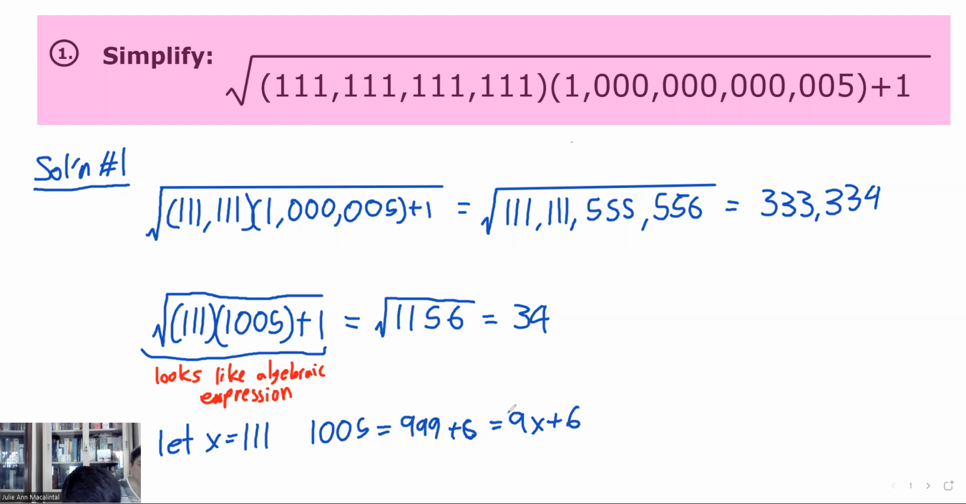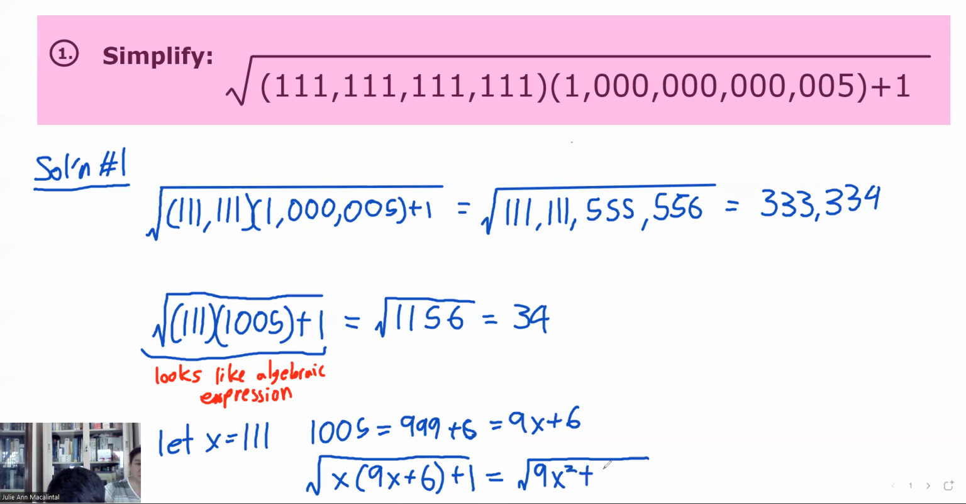From this new term we got from 1005, we can simplify this expression into x times 9x plus 6, plus 1. And then we can distribute the x. This 9x squared plus 6x plus 1 looks similar to x squared plus 6x plus 9, which is a perfect square. This is actually x plus 3, squared.